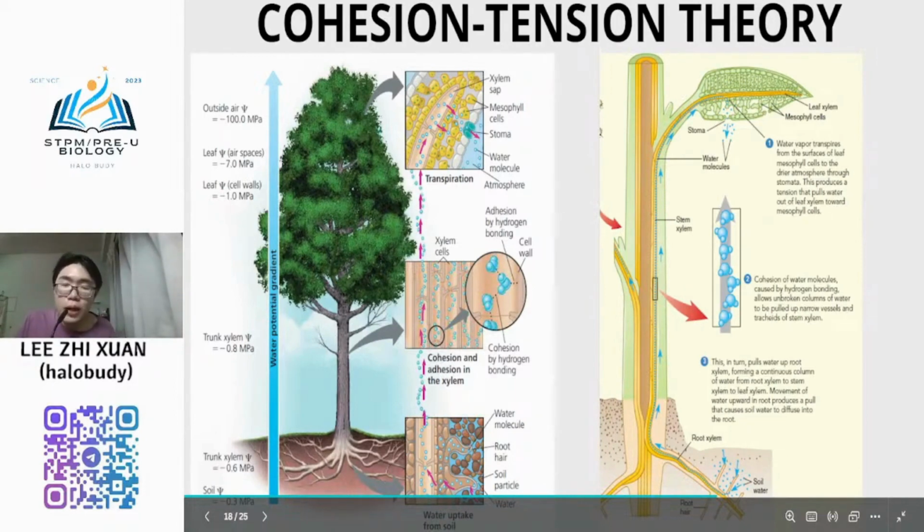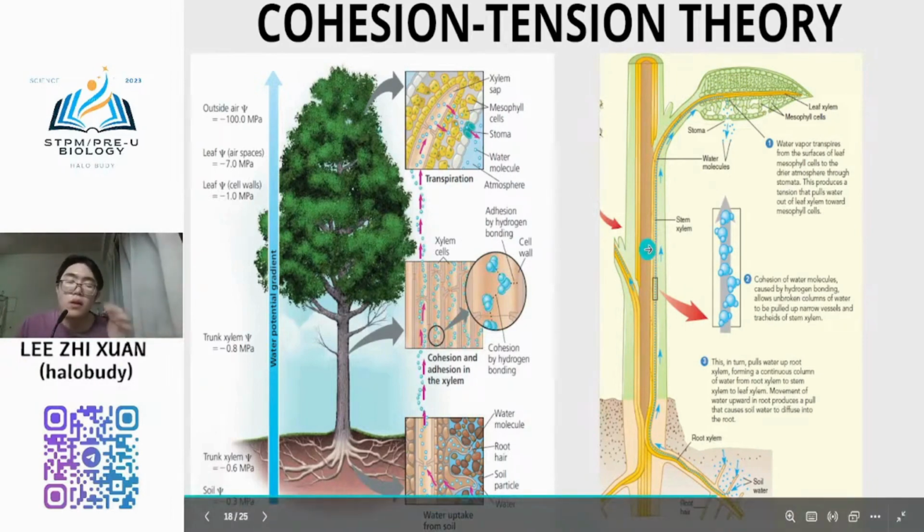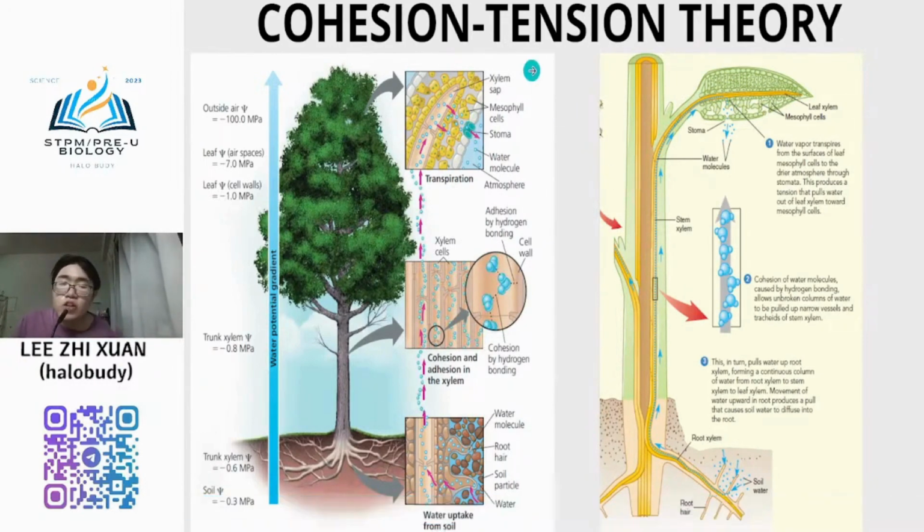Okay, now we go to the most important part, which is cohesion-tension theory and also transpiration pull. This one is very important because in the exam, SPM very likely asks this question. It is a very long theory, and you can write a long essay. Normally, cohesion-tension theory is related to transpiration pull. This theory is due to the transpiration pull, so we can focus on the transpiration pull first.